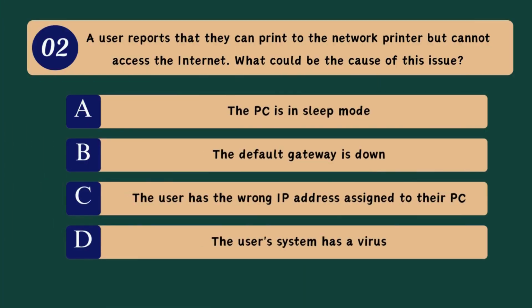Question 2. A user reports that they can print to the network printer but cannot access the Internet. What could be the cause of this issue? A. The PC is in sleep mode. B. The default gateway is down. C. The user has the wrong IP address assigned to their PC. D. The user's system has a virus.